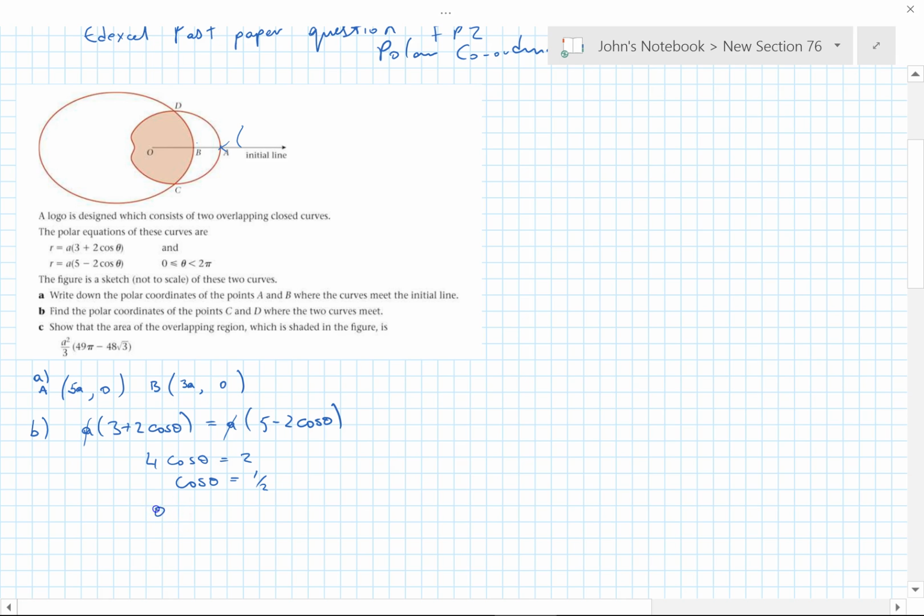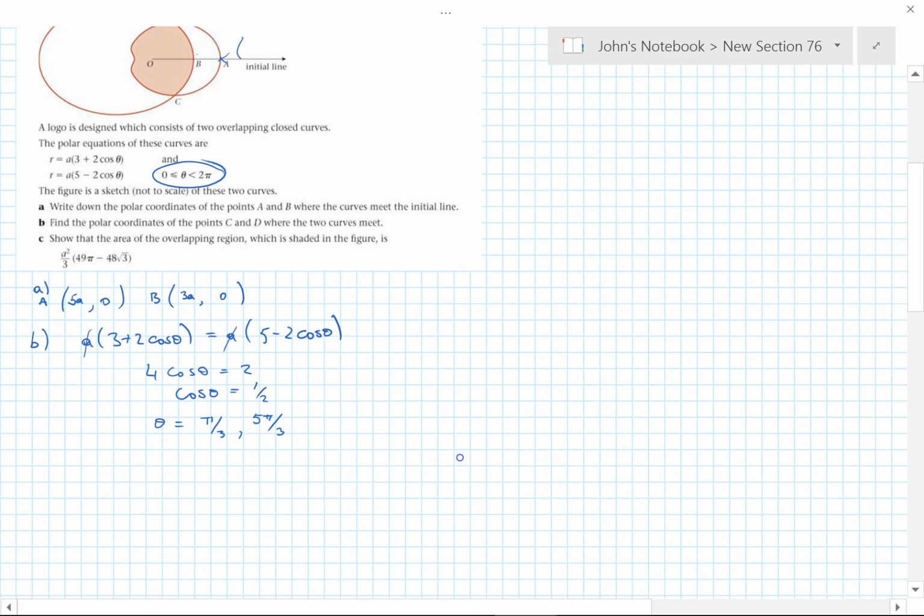Cos theta equals a half. That would normally give us theta is equal to pi by 3 and minus pi by 3. But note, we're not looking at the negative values here because of our range. So let's add 2 pi to that and we get 5 pi by 3. Okay, so that's the polar coordinates.